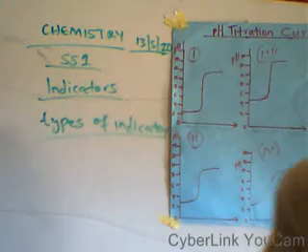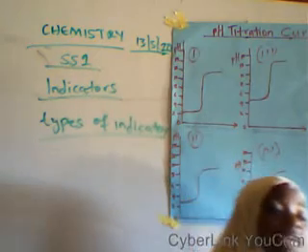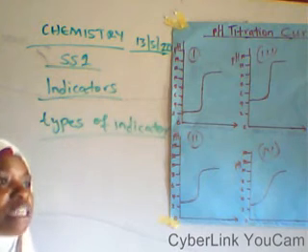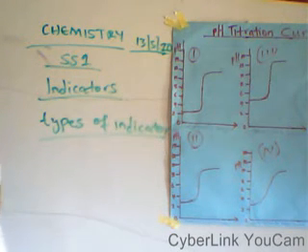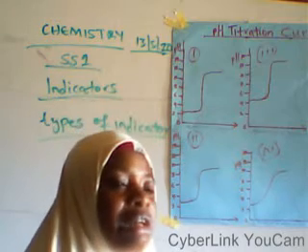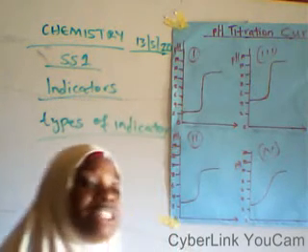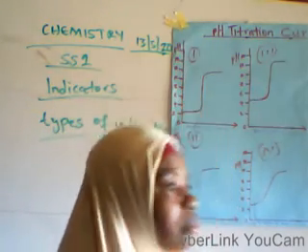We are going to look at the different color each indicator produces, whether they are in acid, base, or neutral solution. Let's look at litmus paper. Litmus paper in an acid used to be red. In base, it used to be blue, while if it is neutral solution, it is purple in color.